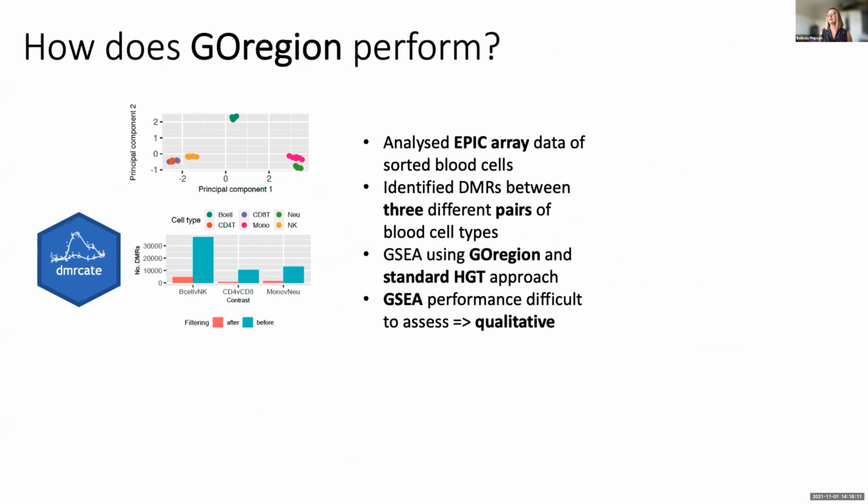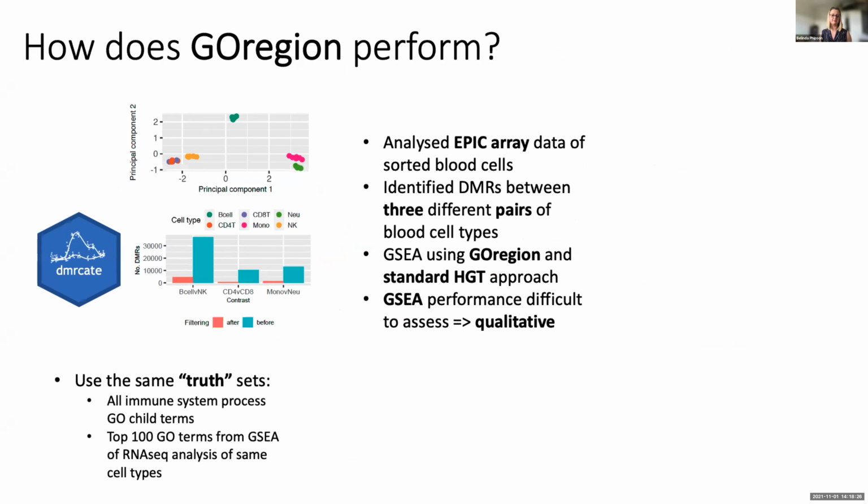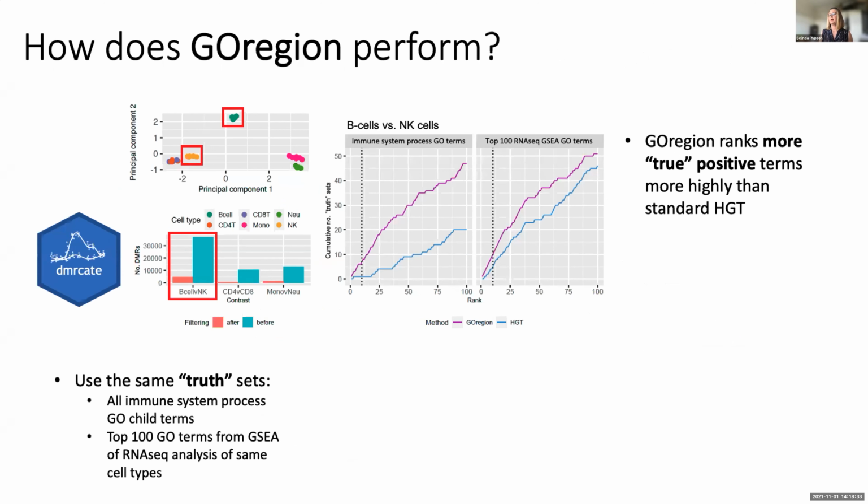We wanted to know how goregion performed. So we analyzed the same sorted blood cell data, comparing goregion to a standard hypergeometric test, and we used the same truth sets that we had already defined. I'm just going to show you the results for the B cells versus NK cells. Again, it's the same plot where we look at the top ranked gene sets and calculate the overlap with our truth sets as we go down the list. We found that goregion worked really well. It was much better than a hypergeometric test.